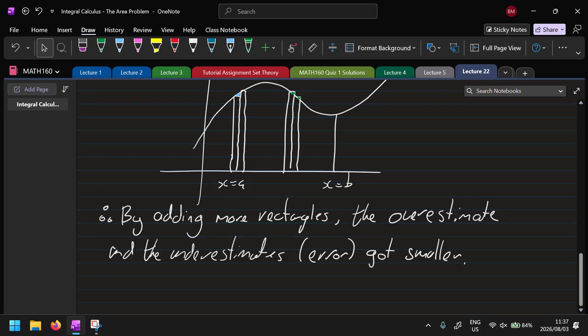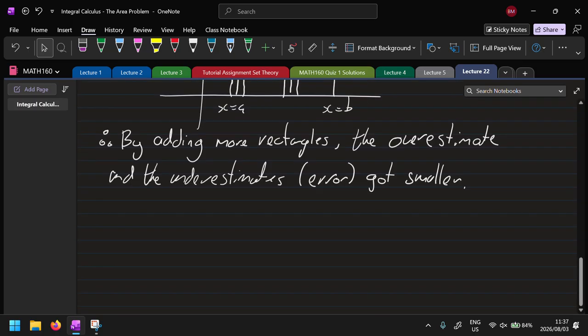Now, the hope is that if we add more and more rectangles, the error goes to 0. And in the limit of adding infinitely many rectangles, then the error will be 0. Okay, so adding more rectangles, the error goes to 0, and then in the limit, it is 0. Okay, that's the idea.